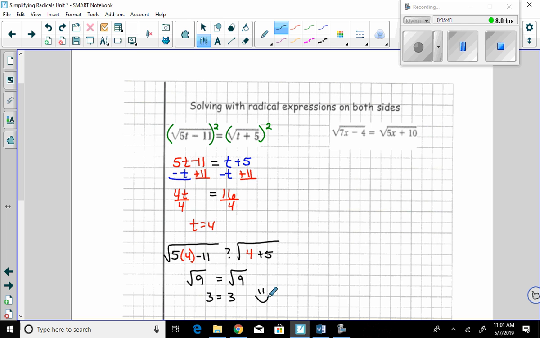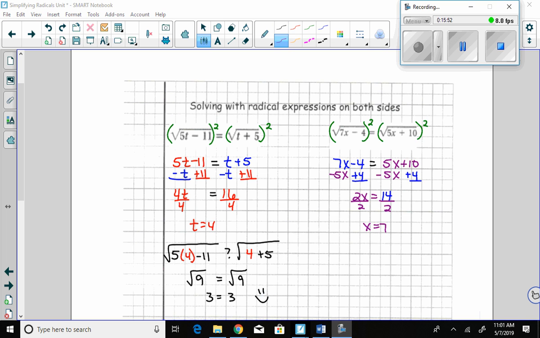Okay, why don't you hit pause for a moment, work on this next one, and let's see if we get the same answer. So I got x equals 7. And if you did not, go ahead and hit pause. If you did, then I'm going to keep going, and I'm going to plug it in and make sure it actually works. If not, hit pause.